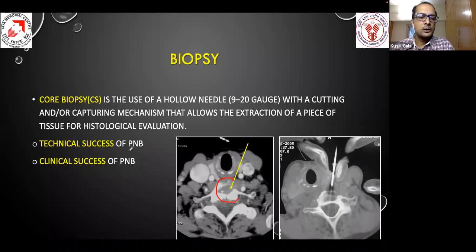According to CIRSE, there is something called technical success and clinical success. Technical success is defined as when the needle reaches a particular target site or organ and a biopsy is taken, that means the cores are obtained. And clinical success is defined as when you can give the clinician the answer to a particular diagnosis, whether it is infective, benign, or malignant. So that is called clinical success. The clinician basically needs the answer.